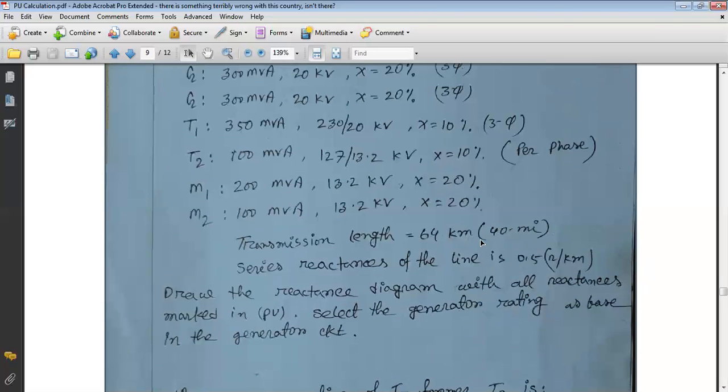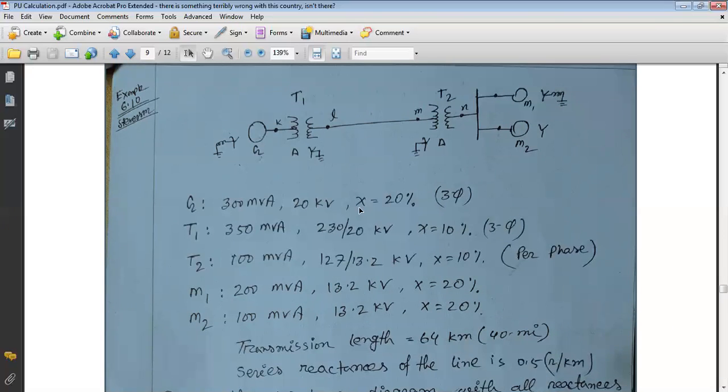There is one problem actually in this question: all the values for the devices are given in three-phase rating, but for transformer T2 the value is given in per phase rating. So we have to convert this value from per phase to three-phase rating, because the transmission line is three-phase and all other devices are rated three-phase, but one particular device's value is given in single phase. So at first we have to convert this single phase value to three-phase value. This is our first step to solve this problem.